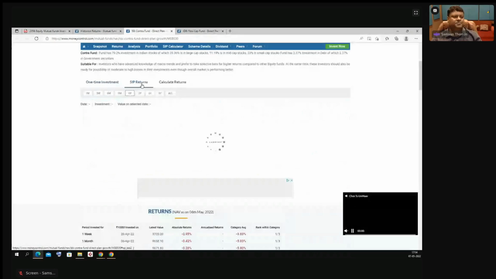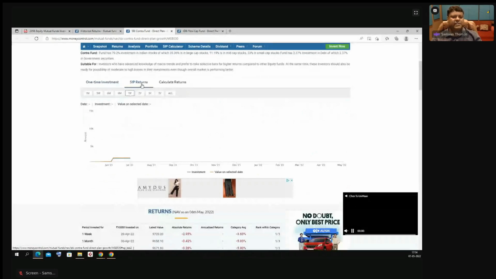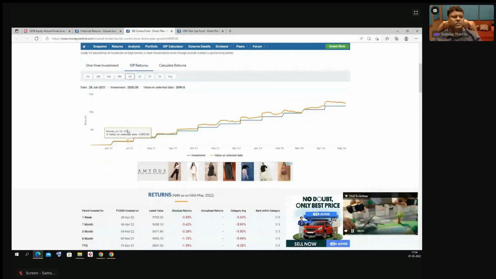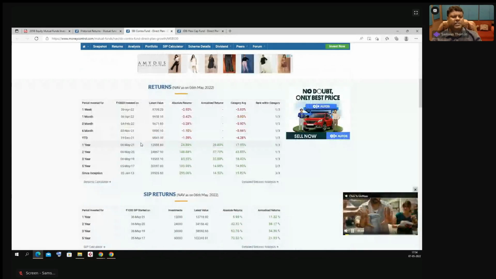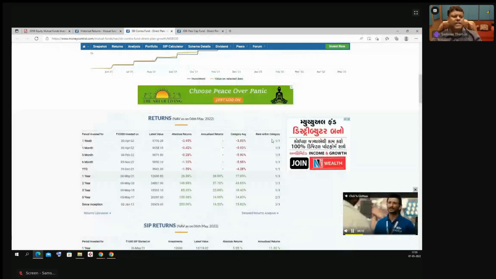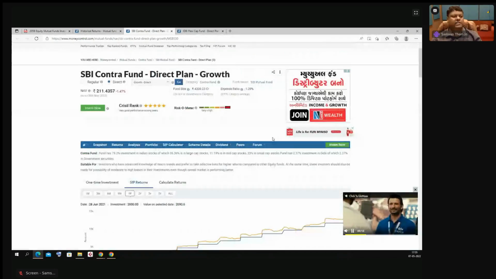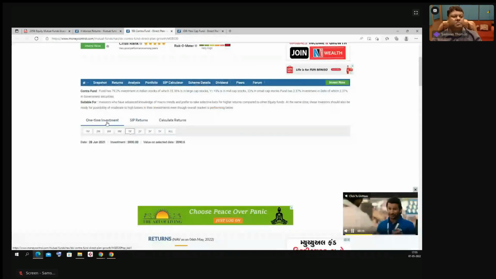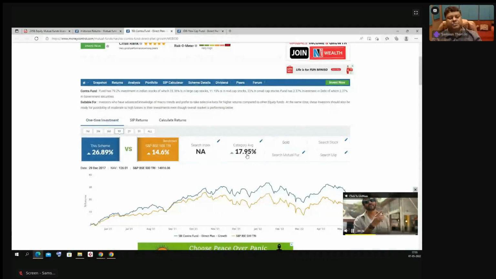So good enough. What is the SIP return? SIP returns over the last 5 years is 21% annualized, and over 3 years is 34% annualized. Good enough. So that is one thing that you want to look at: is it performing better than the benchmark, and is it performing better than the category? Look at the category average. So what are the other contra funds doing?